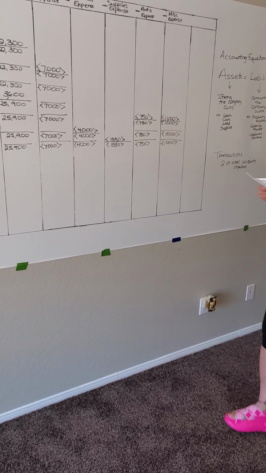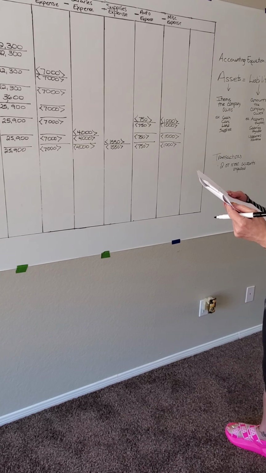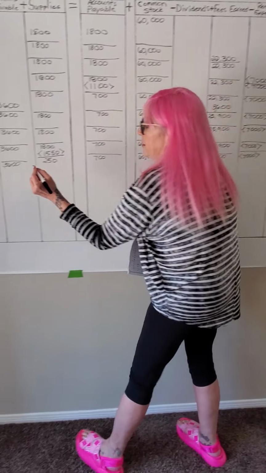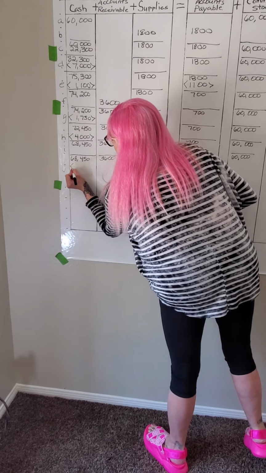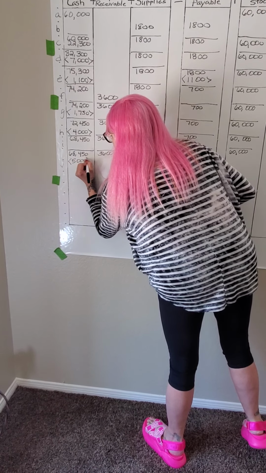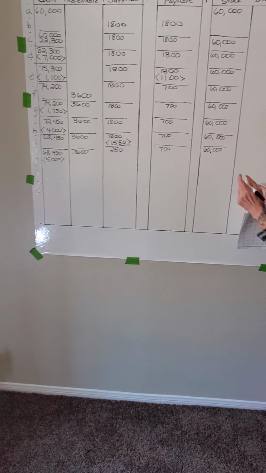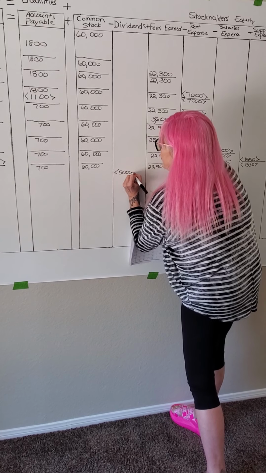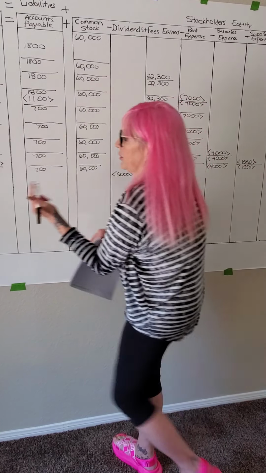And then the last transaction we look at is J, which is we paid dividends of $5,000. So I'm going to reduce cash by $5,000. And dividends reduce retained earnings, so we're going to put that in as a negative number as well. And now we can do our final balances.